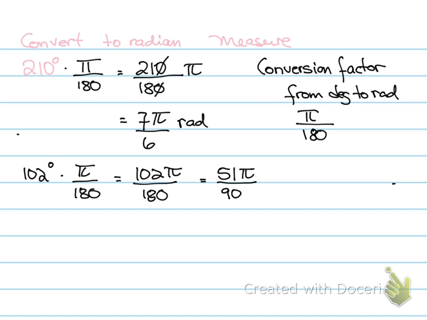Okay, now we're going to look at 51 over 90, and if you take a look at them, 3 goes into both of them, so we divide by 3. 51 divided by 3 is 17. 90 divided by 3 is 30. So we have 17 pi over 30 radians.